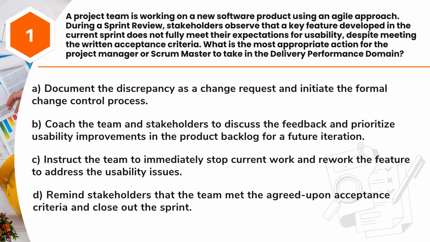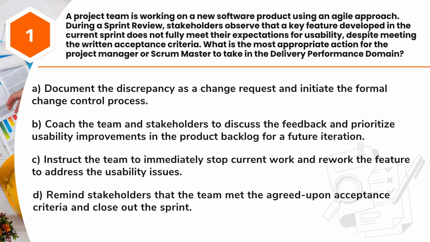Question 1. A project team is working on a new software product using an Agile approach. During a sprint review, stakeholders observe that a key feature developed in the current sprint does not fully meet their expectations for usability, despite meeting the written acceptance criteria. What is the most appropriate action for the project manager or Scrum Master to take in the delivery performance domain?